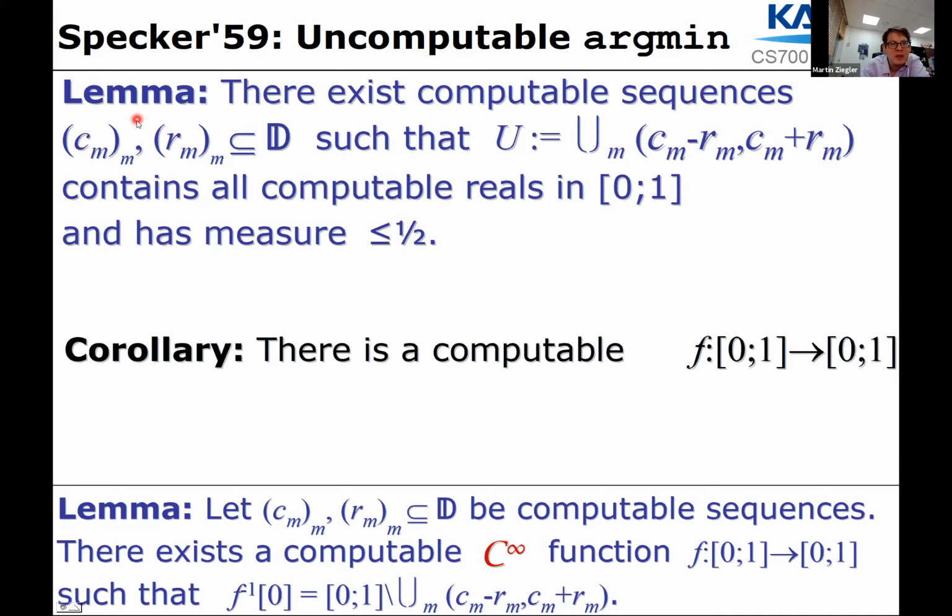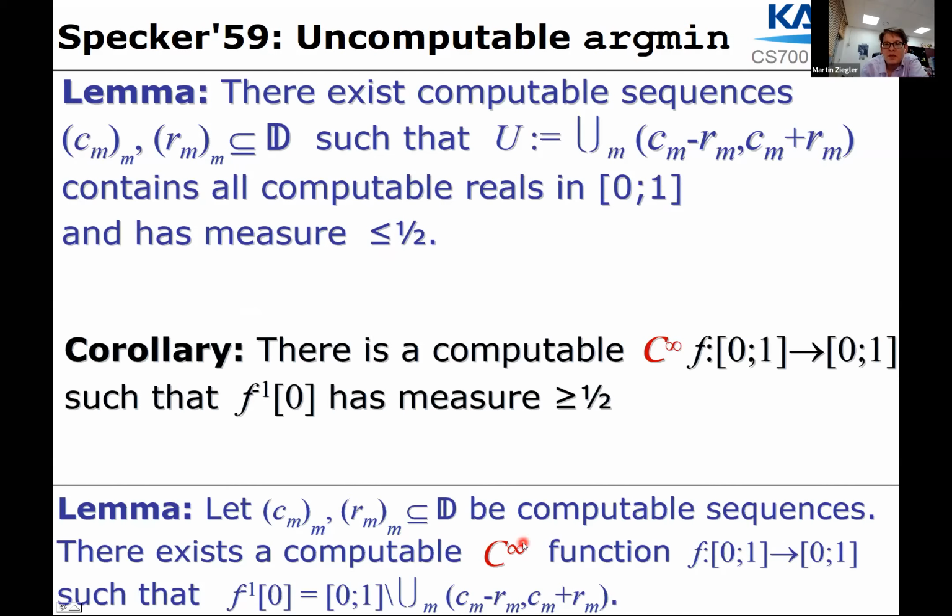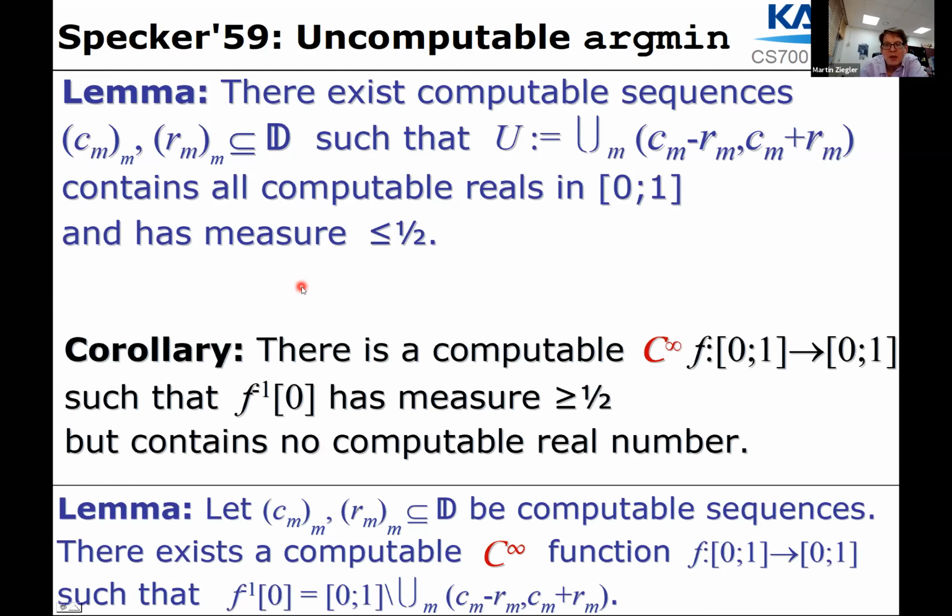So the last statement for today is the observation, the corollary, by combining the two lemmas, that there exists a computable function, and actually even a C infinity function, such that the set of roots, which is also the set of points where it attains its minimum, has measure greater than 1/2, but contains no computable real numbers, because all computable real numbers have been put into these small open intervals where the function is actually positive and therefore not a root. Okay, so that's all for today.